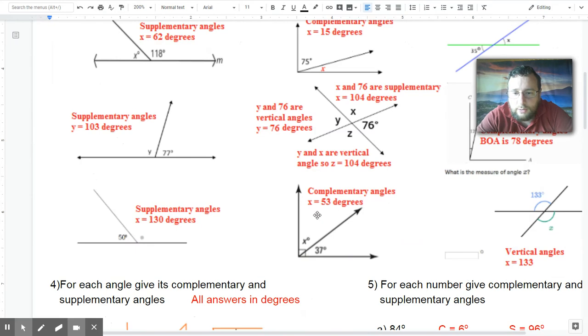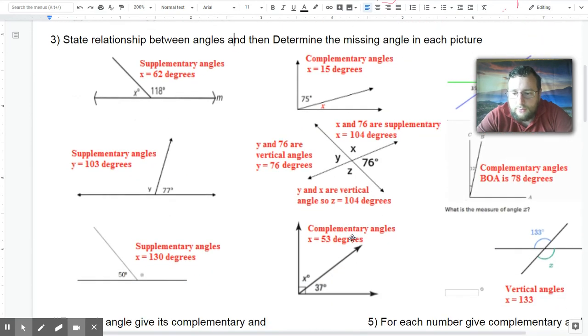Here's another complementary angle problem right here. And that one was 53, because 53 plus 37 gives you 90, right? So that's essentially how you do it. Subtract the one you have from 90 to get the one you're missing. And then we have the ones with vertical angles.